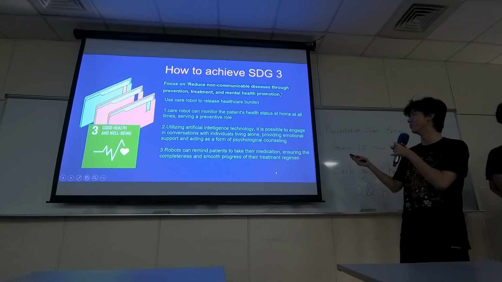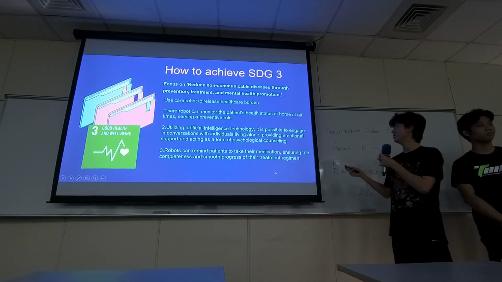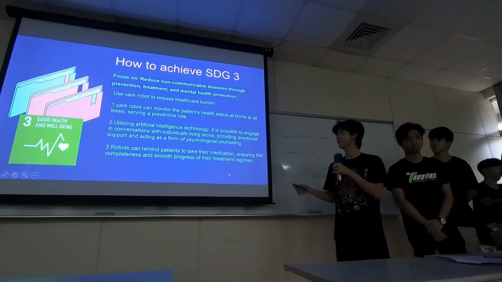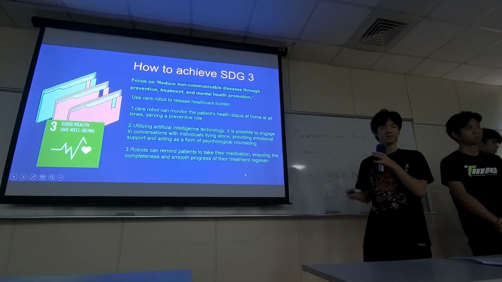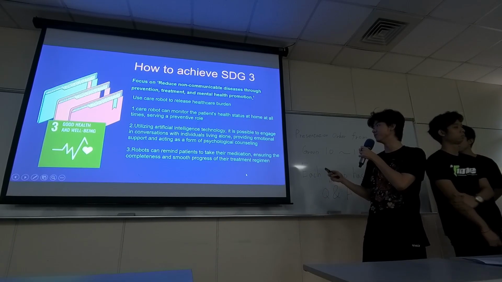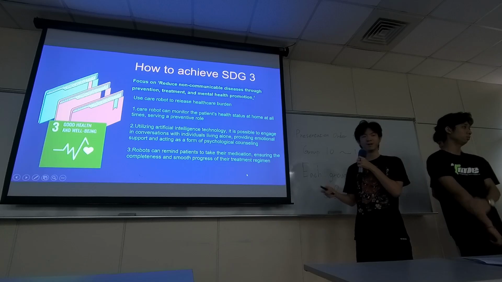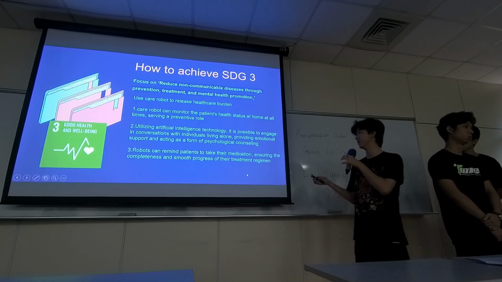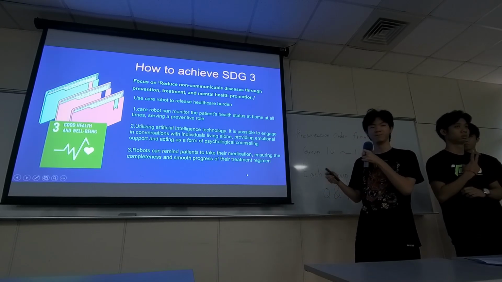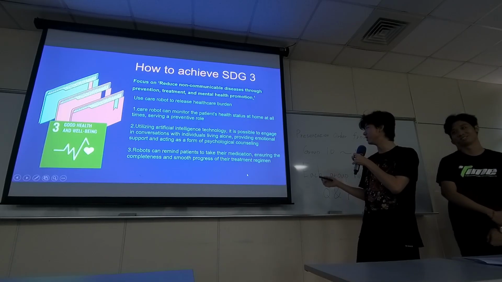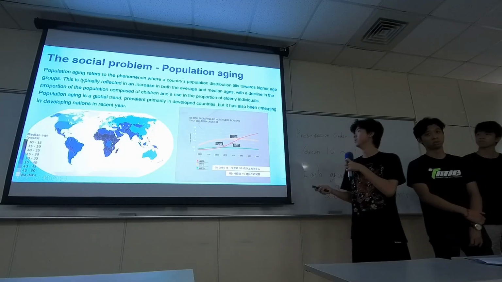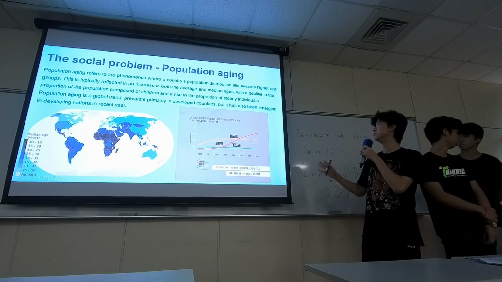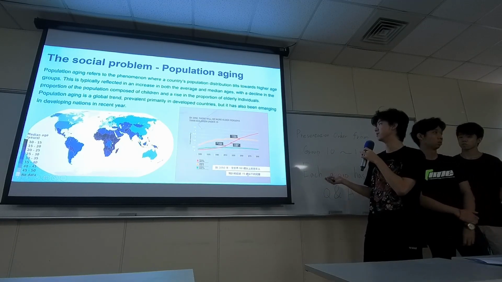First, the robot can monitor the patient's health status at home at all times in a prevention role. Second, utilizing artificial intelligence technology makes it possible to engage in conversations with individuals living alone, providing emotional support. Third, robots can remind patients to take their medication, ensuring completeness and smooth progress of their treatment.